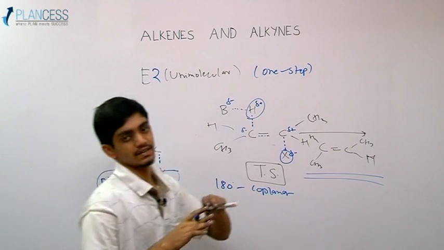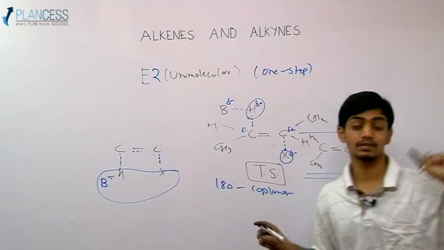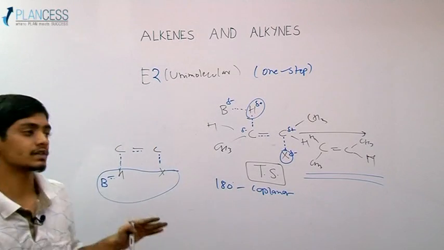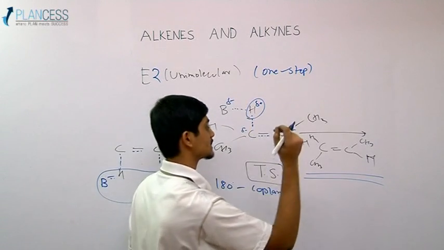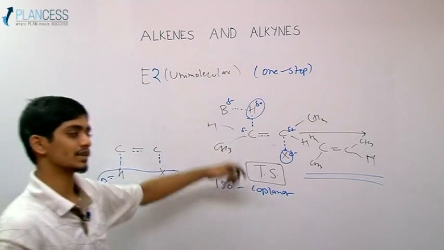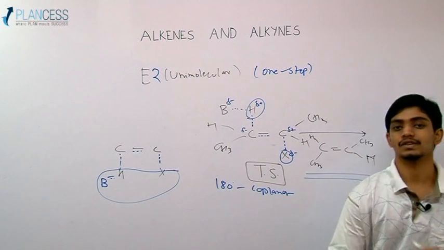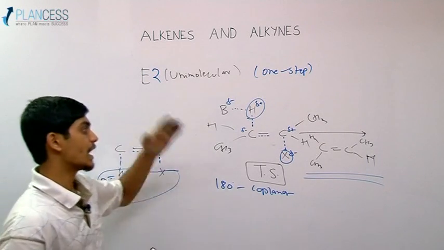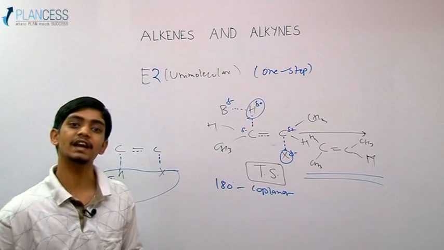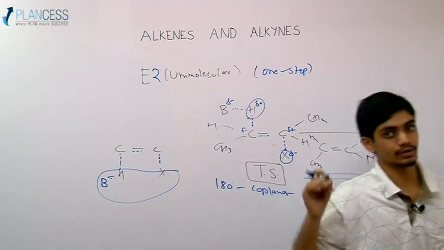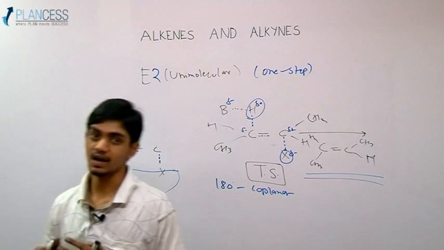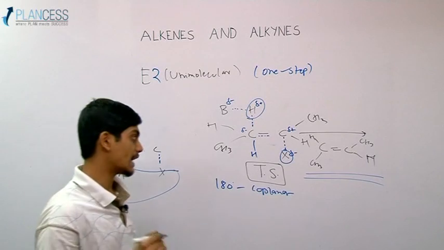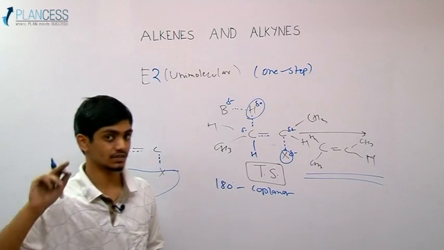If they are coplanar, that is in the same plane, and they are anti to each other, that is they are at a 180 degree angle, then they are as far away as possible from each other, and hence the base can abstract this hydrogen very easily as compared to this case, and this will be the very stable transition state. So that is exactly the stereochemistry we want, that is the hydrogen must be anti to the chlorine, and if there is no hydrogen present anti to the chlorine, then this elimination cannot occur. Although if we have a hydrogen over here, this hydrogen should be anti to this hydrogen, otherwise this reaction cannot occur.